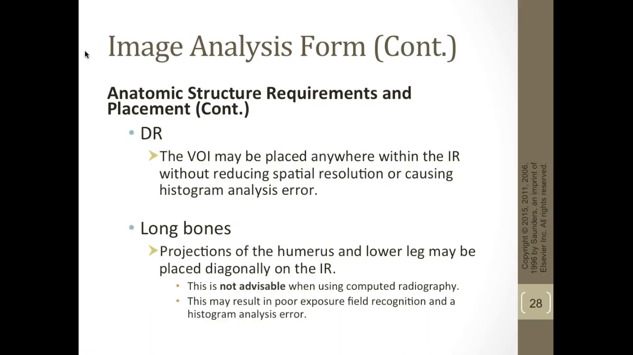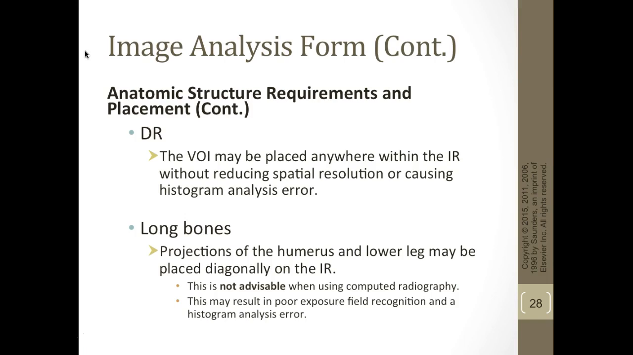All right, so with DR, the VOI may be placed anywhere on the IR without reducing spatial resolution or causing a histogram error, which is nice. So long bones projection of the humerus or the lower leg may be placed diagonally on the IR. This is not advisable when you're using the CR system because it's going to screw up the histogram. It's supposed to be straight when you're using CR. So it's going to have a hard time and give you a false error.